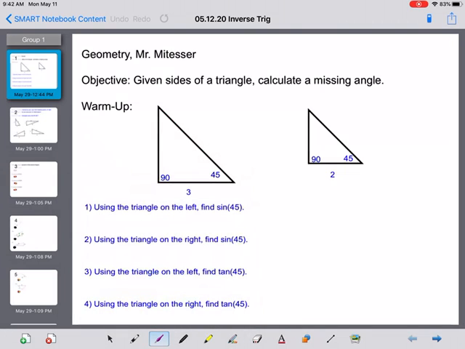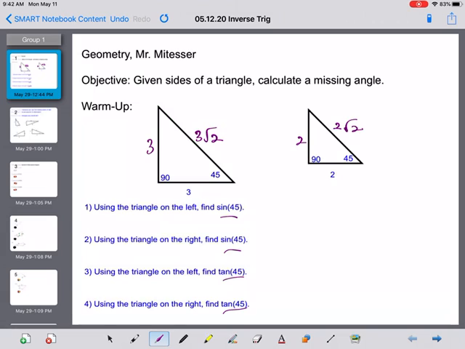So as an opener, pause your video and find all of these measurements using the 45, 45, 90 special right triangle. Okay, so since these are 45, 45, 90s, you can find the missing sides using A radical 2.